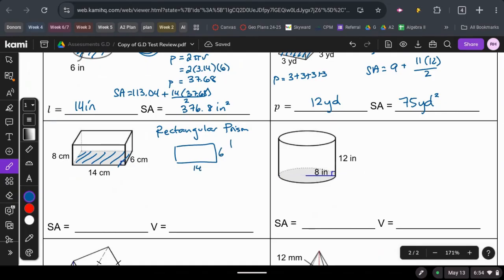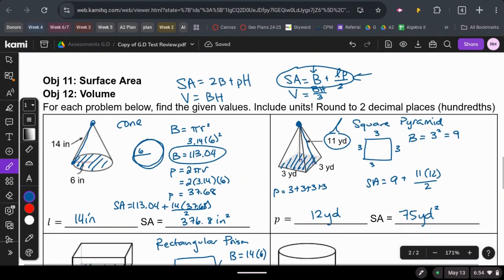So I already know that the area of the base is going to be multiplying 14 times 6, the area of a rectangle. And when I multiply that out, I get 84. So my area of the base is 84. Now I'm asked for both surface area and volume. So I've got two bases. So this time I'm going to be using these two formulas over here.